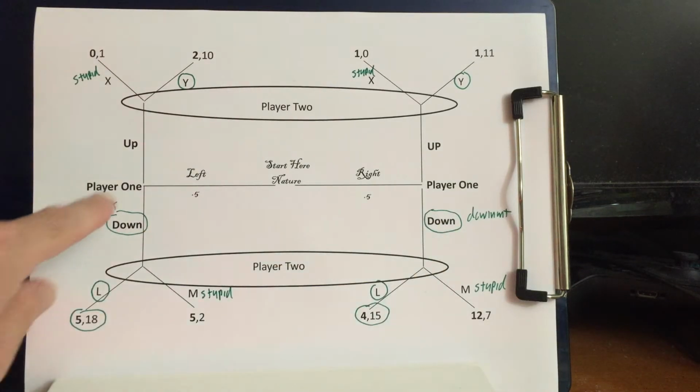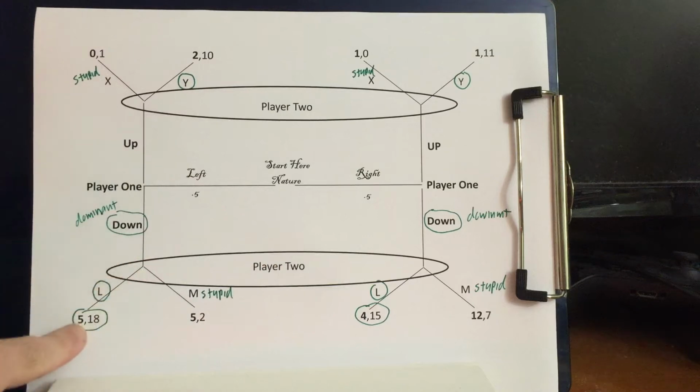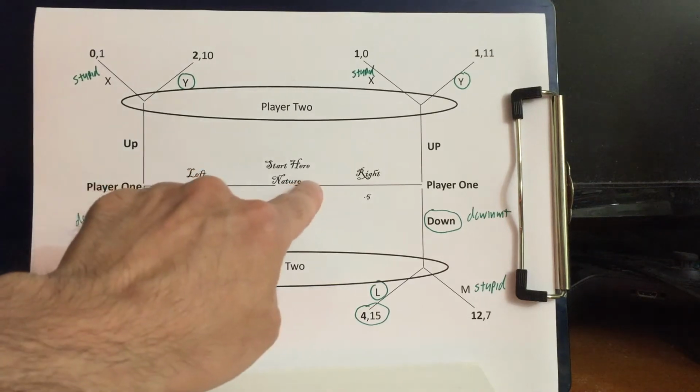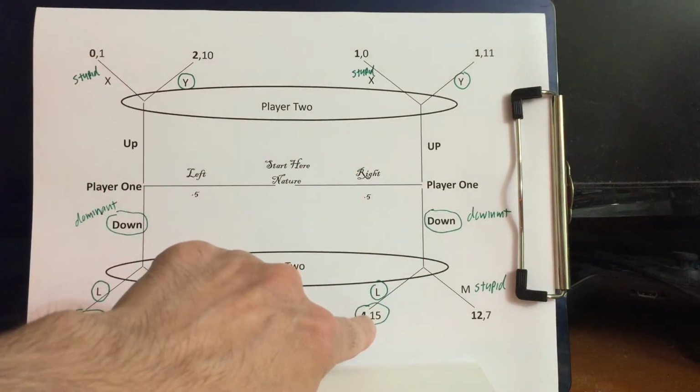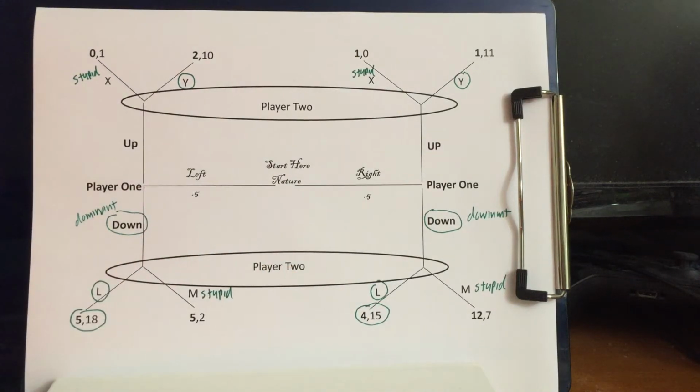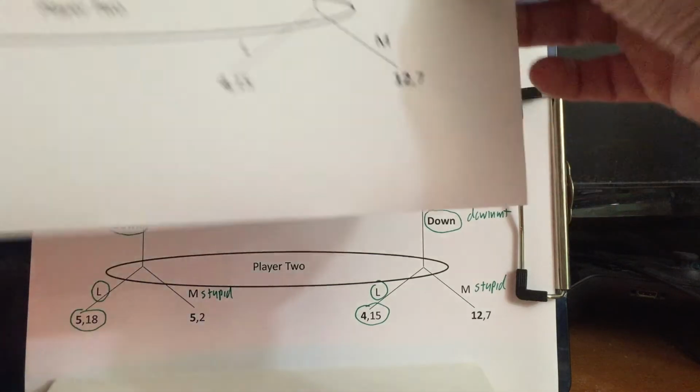So we put that all together. If nature picks left, we end up here. That happens half the time. If nature picks right, we end up here. That happens half the time. So this was a very easy game to solve. Of course, other games with this structure are not so easy to solve.